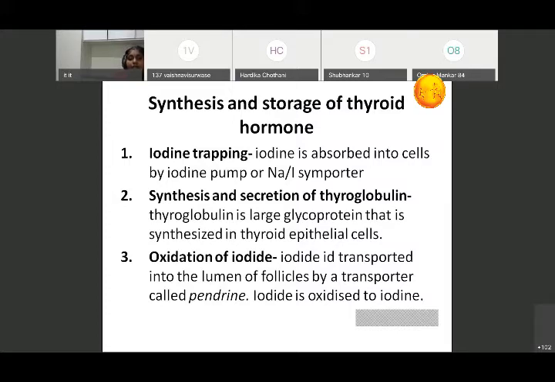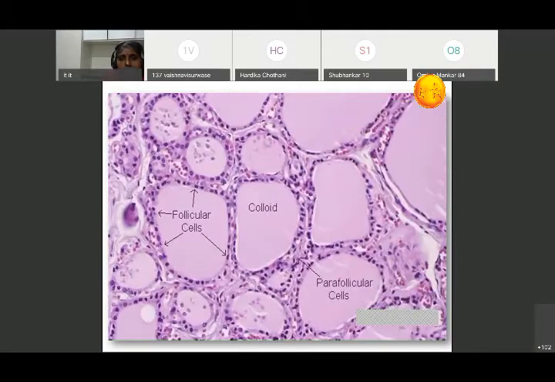Then synthesis and secretion of thyroglobulin. Thyroglobulin is a glycoprotein, a colloidal material present in the center of the colloid. It is written that the thyroglobulin is in the center of the follicle.